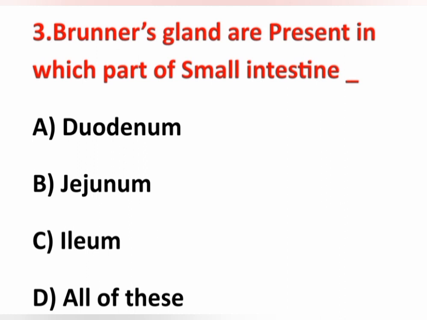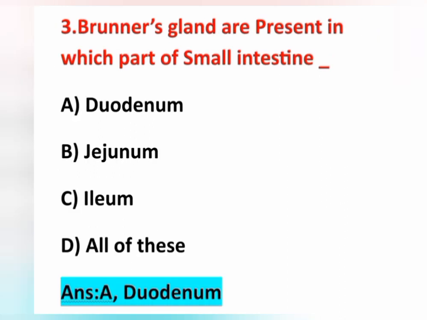Third question: Brunner's glands are present in which part of the small intestine? Options are option A duodenum, option B jejunum, option C ileum, option D all of this. Brunner's glands are mucus secreting glands found in the mucosa of the duodenum. So option A duodenum is the correct answer. Brunner's glands are present in the duodenum of the small intestine.